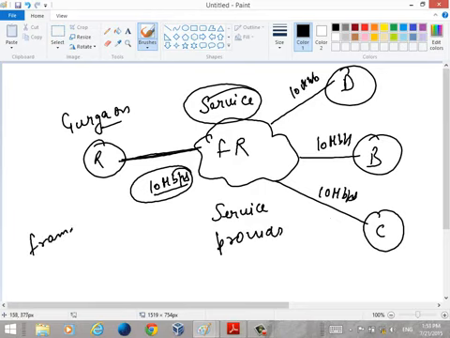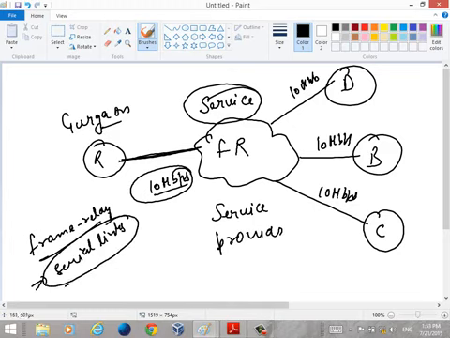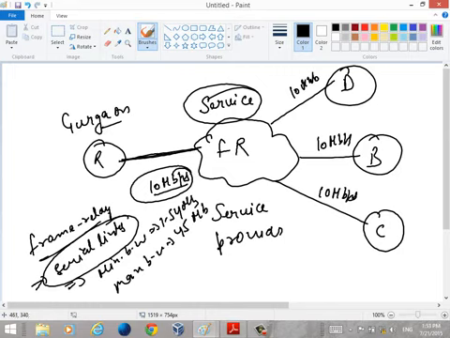First thing, frame relay: you can only run frame relay on which links? Serial links. Now, the minimum bandwidth provided by serial links is 1.54 Mbps and the maximum bandwidth provided by serial links is 45 Mbps.